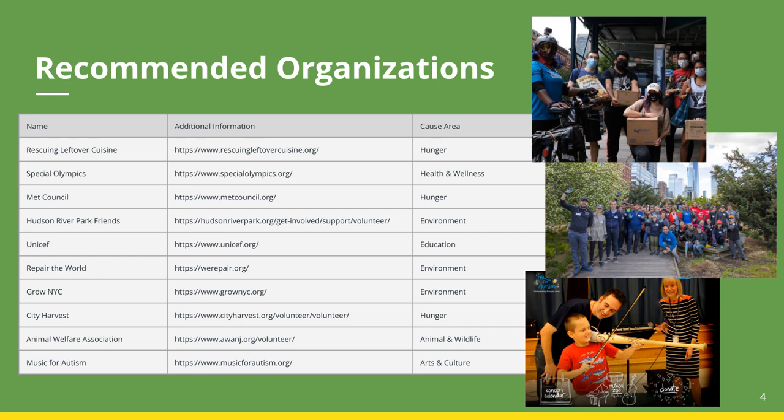And on the right, you can see the top one is Rescuing Leftover Cuisine. And then the second one is Hudson River Park. And the third one is Music for Autism, which is a music special needs group as well. So these are just a couple hands-on direct examples.